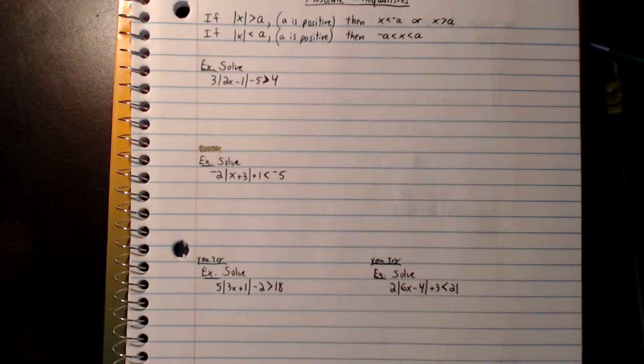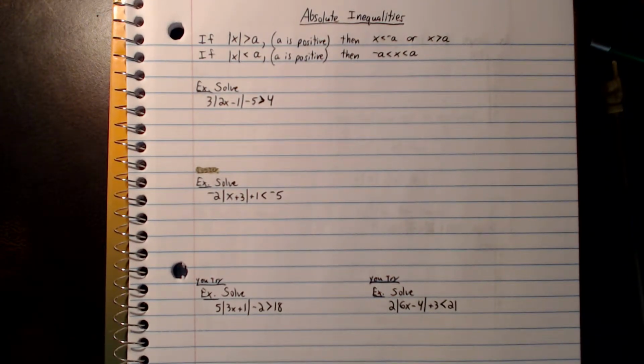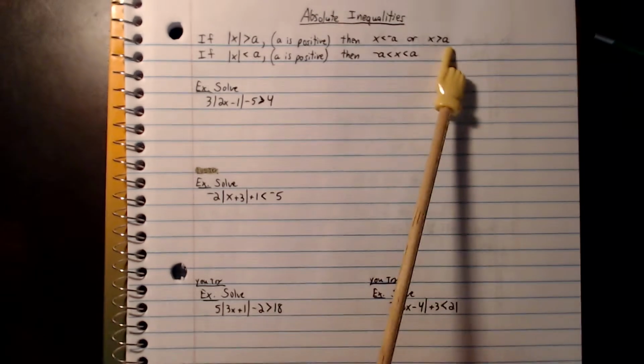All right. This is the last little bit for this lesson. Absolute inequalities. Now we have some rules that you might want to take a second to pause and write down. We're going to refer back to them. They tell us that if the absolute value of x is greater than a and a is positive, then we have these two situations right here. We have x could be less than -a or x could be greater than +a.